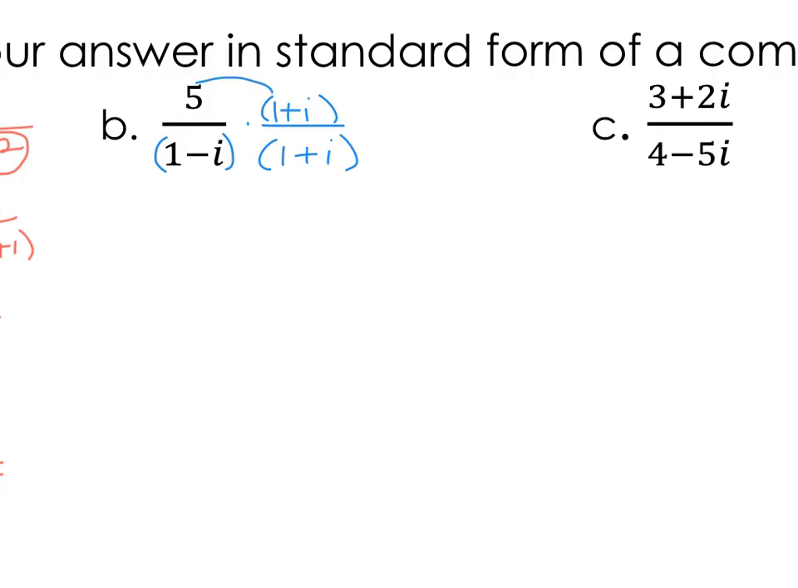Now we're only multiplying by 5 on the top. It's pretty easy to simply distribute that in. 5 times 1 is 5. 5 times i is 5i. And that's really all you have to do. There's nothing else that changes in the numerator.